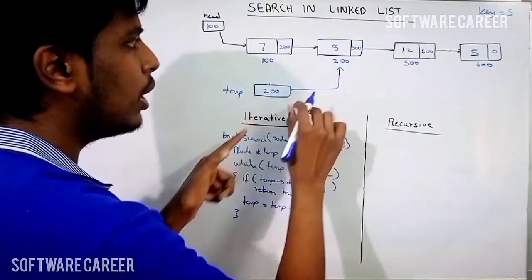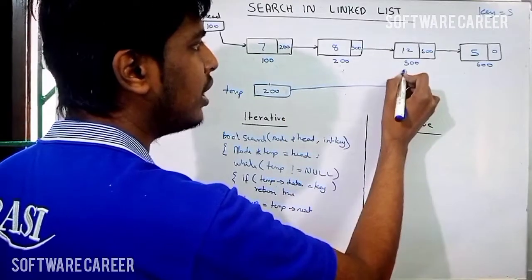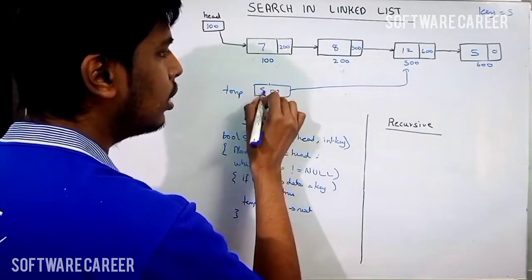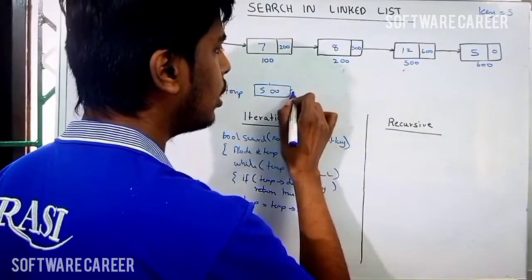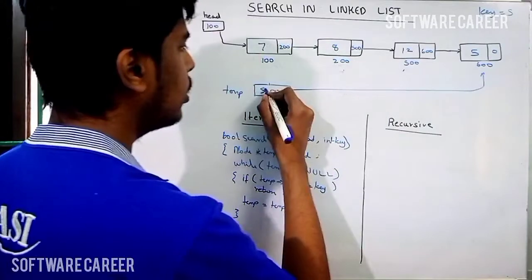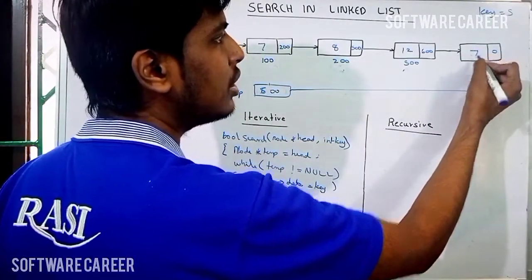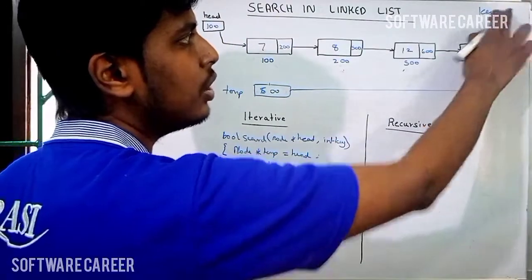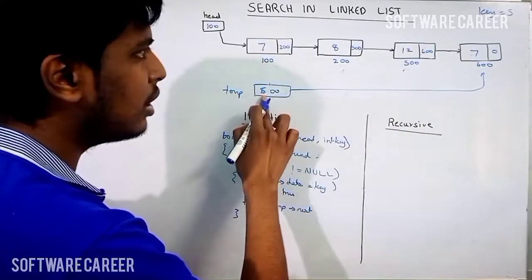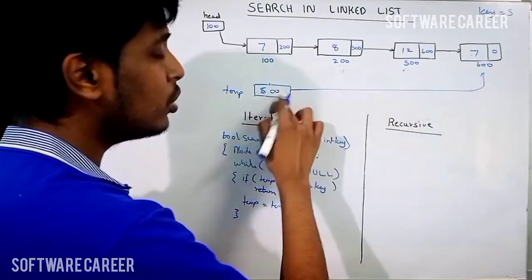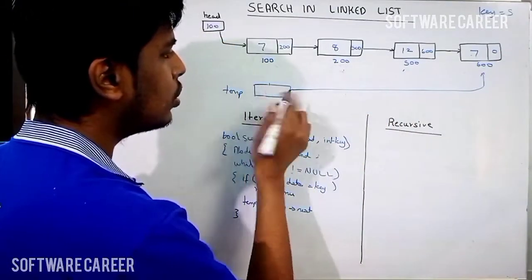That means the loop goes till now it's 200. Then it checks the data. If it's not equal, it moves to 500. Then it checks whether 12 is equal to 5. No. Then it moves to this step, 600. Now again it checks, suppose instead of 5 here 7 is there, then it checks whether 7 is equal to 5. No, then temp equals temp next. Temp is 600, 600's next is 0, so this value changes to 0.